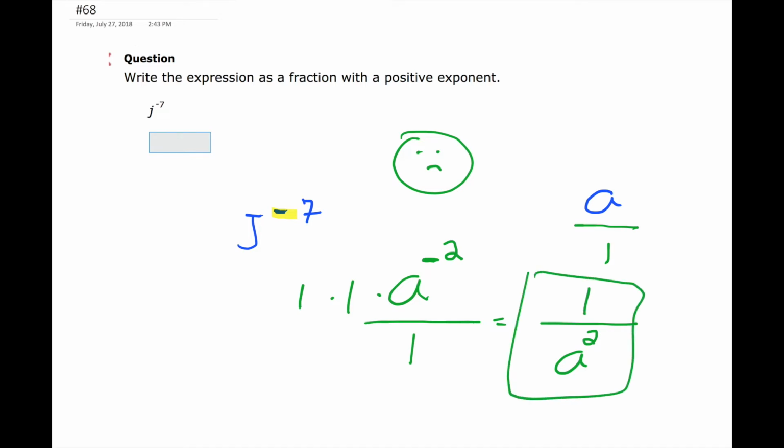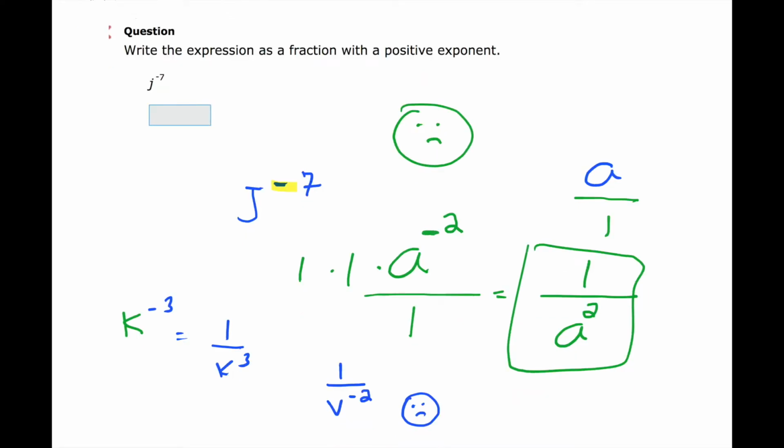So what if I had K to the negative 3? It's going to be equal to 1 over K cubed. What if I had 1 over V to the negative 2? Well, that's unhappy because it has a negative power. Where would it go, upstairs or downstairs? You don't have to put it over 1 because there's nothing down there. So just V to the 2.